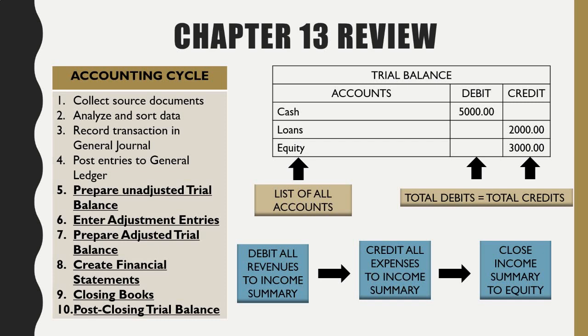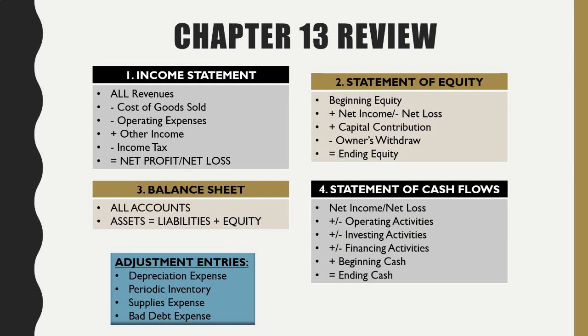Down here is the train of events when you're closing out your temporary accounts. You're going to debit all your revenues to income summary, and credit all your expenses to income summary, and then you're going to either debit or credit your income summary to your equity. And these are the exact order of the financial statements and what completes the steps to be able to create each financial statement. And then we talked about the adjustment entries.